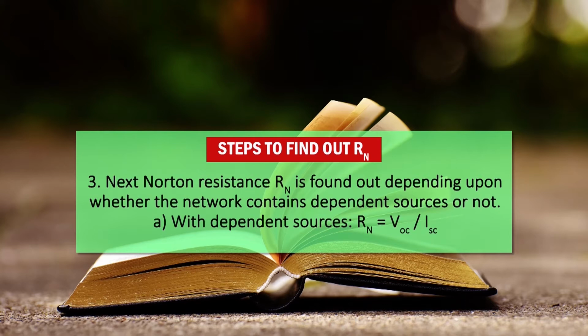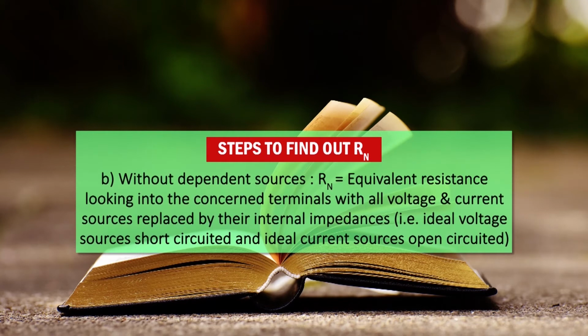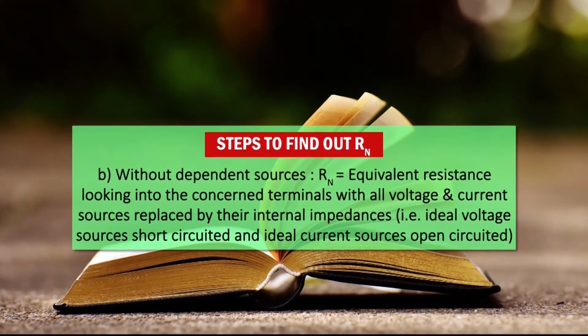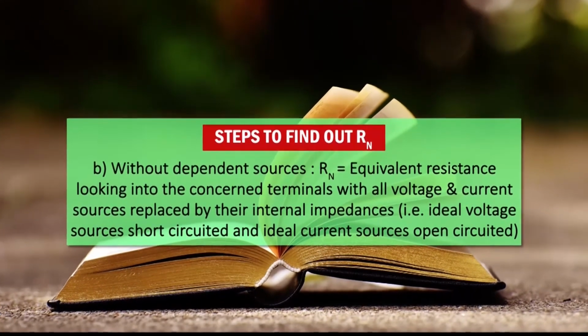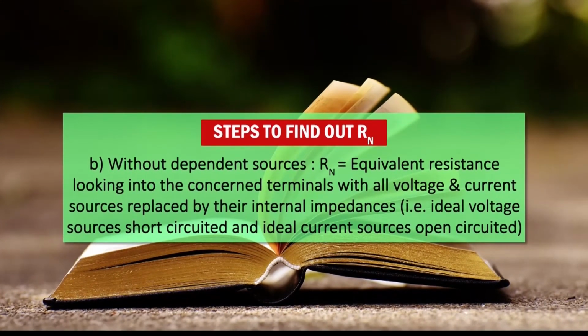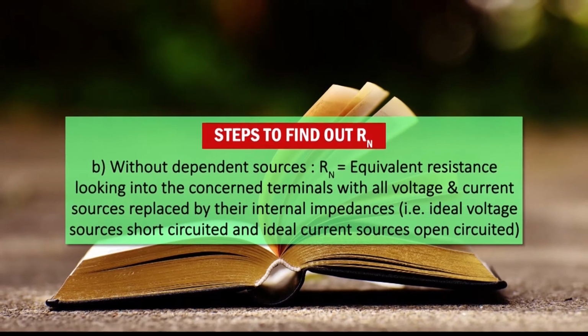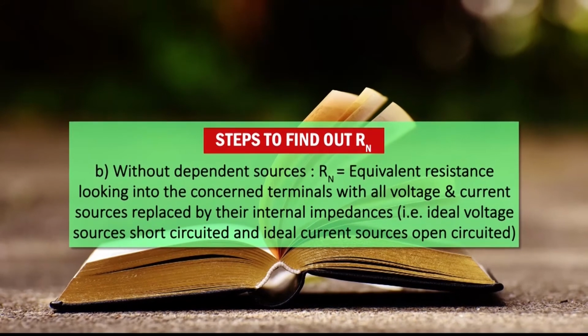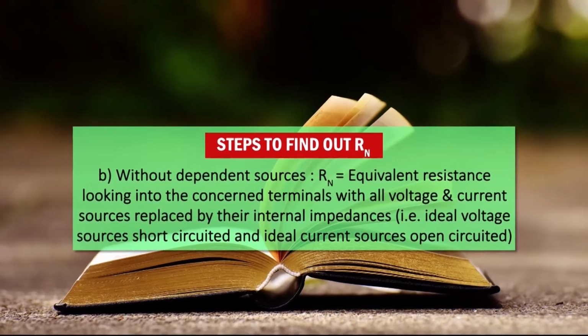The third step is that Norton resistance RN is found depending upon whether the network contains a dependent source or not. If there is a dependent source, then Norton resistance can be calculated as the ratio of the open circuit voltage to the short circuit current. If there is no dependent source, then Norton equivalent resistance can be calculated as the equivalent resistance looking into the concerned terminals with all voltage and current sources replaced by their internal resistances. So if there is an ideal voltage source, you have to replace it by a short circuit. If it is an ideal current source, then you have to replace it by an open circuit.